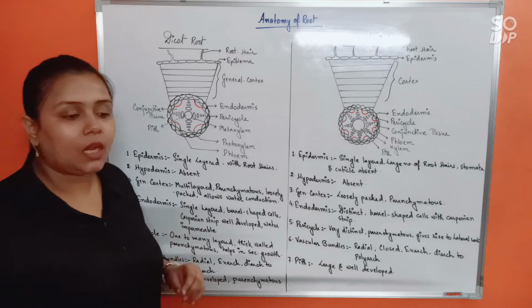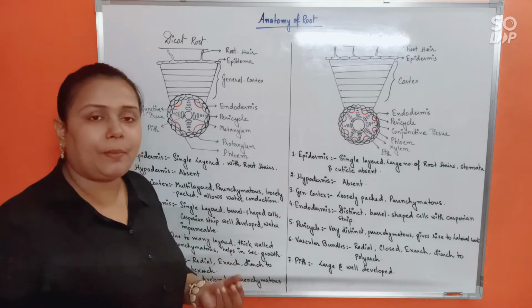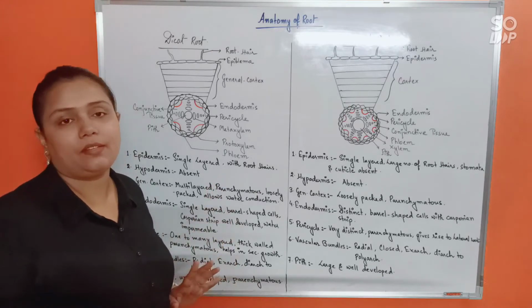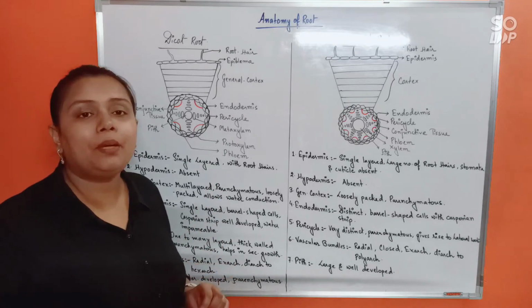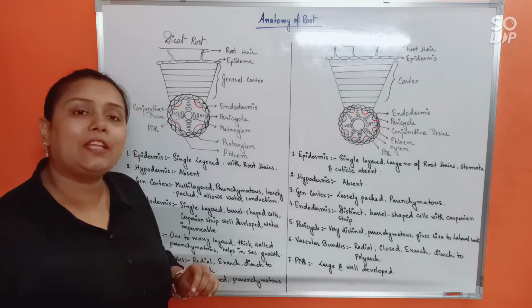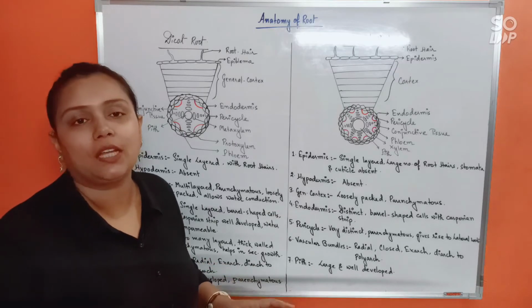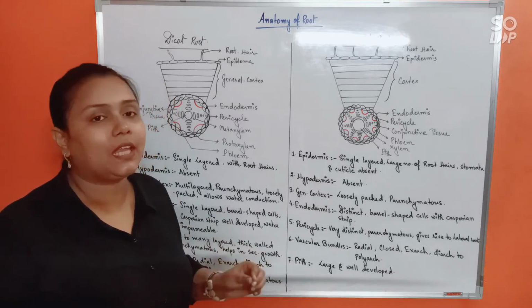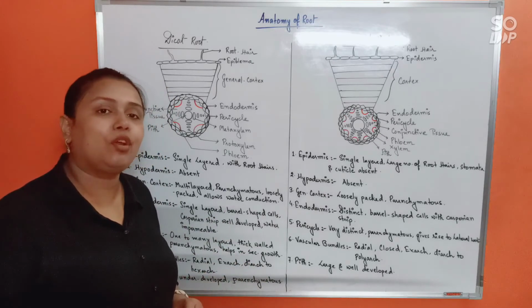All right. Another important function of the pericycle is that the lateral roots will arise from the pericycle. If you remember in the morphology chapter, I told you the branches of the roots are endogenous, means they will arise from the pericycle. So the pericycle here will also give rise to lateral roots.